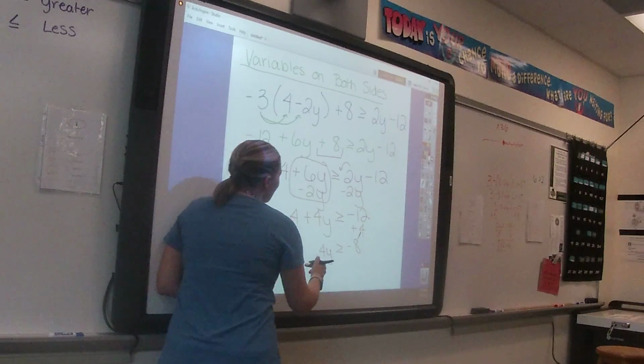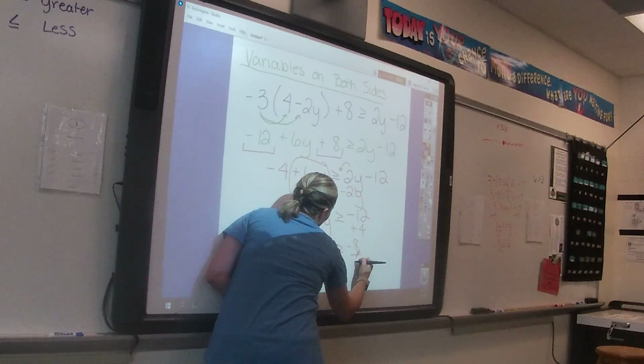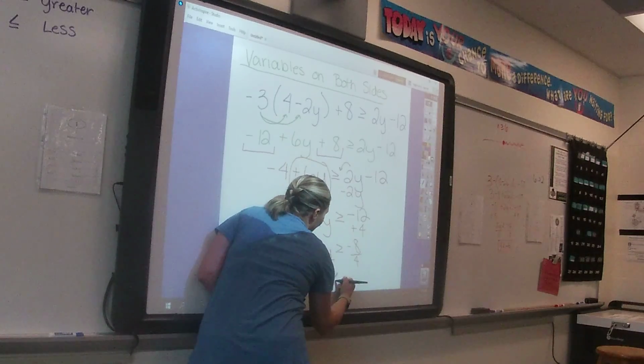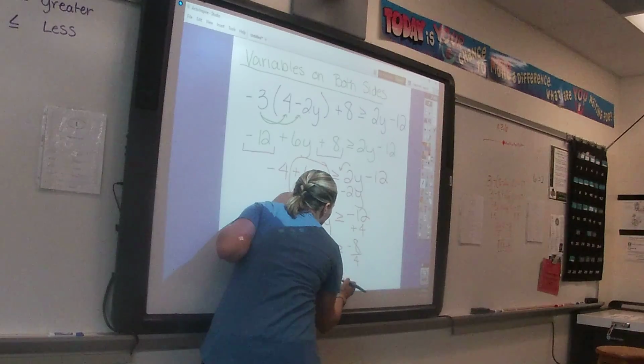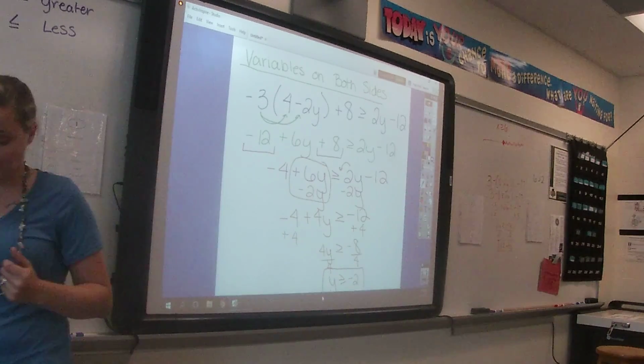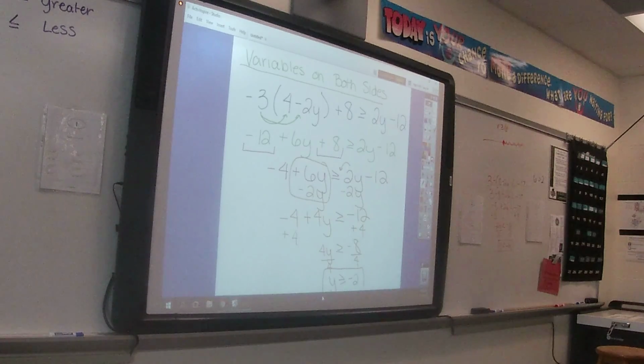Divide by 4. Is this a reason to flip the inequality sign? No. I'm dividing, and there's a negative, not by it. But I'm not dividing by a negative, right? I'm dividing by a positive, so I'll get y is greater than or equal to negative 2. Yes?